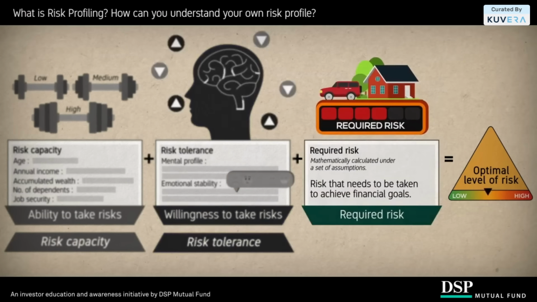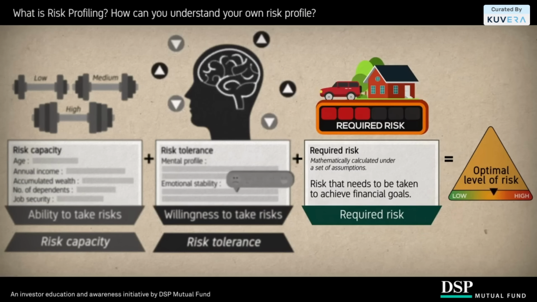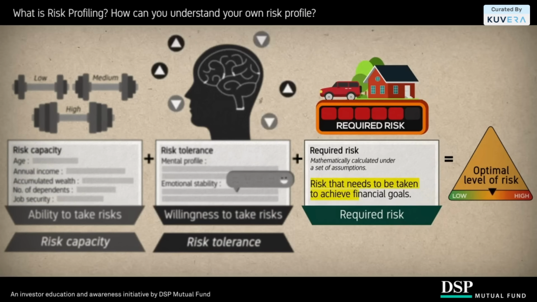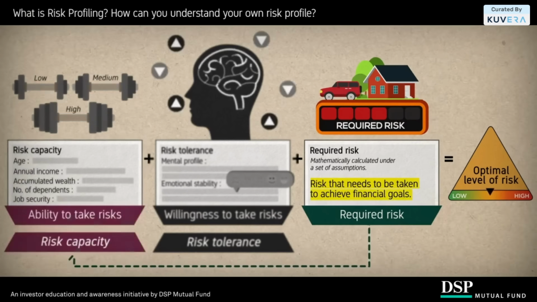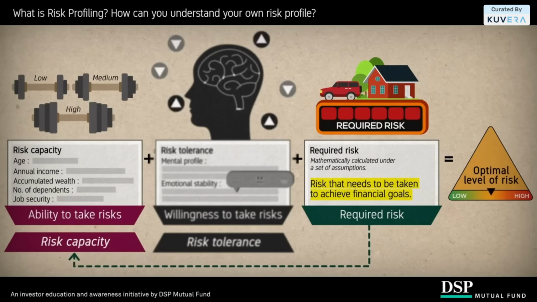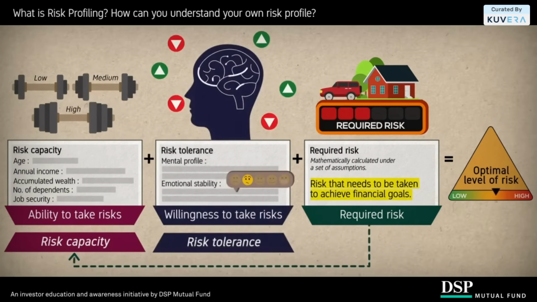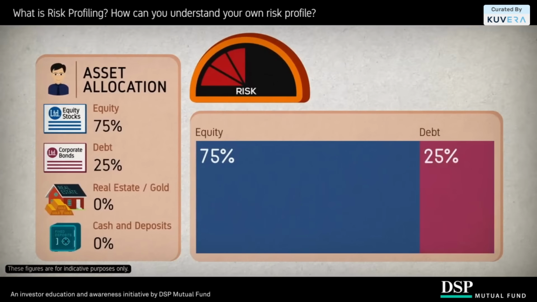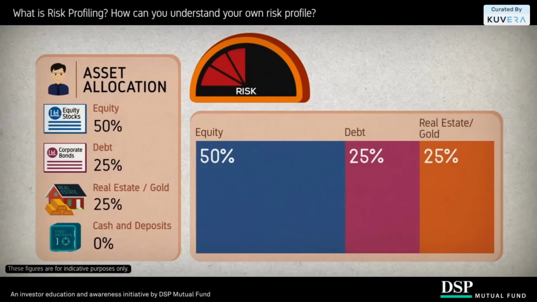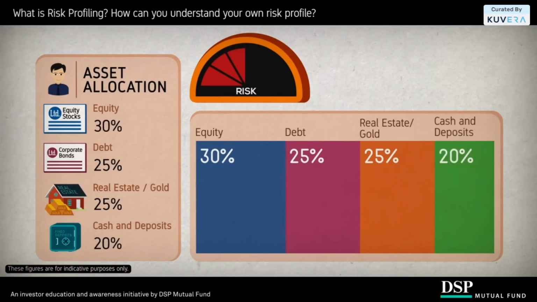Required risk is a mathematical calculation under a set of assumptions that helps you understand the level of risk you will need to take to achieve your financial goals. Some experts may consider required risk to be a part of an individual's risk capacity, which is essentially a financial characteristic. Your risk profile will help you identify the right asset allocation, which decides what proportion of your investments should be invested in various asset classes.